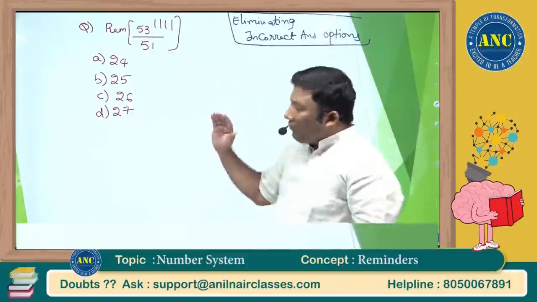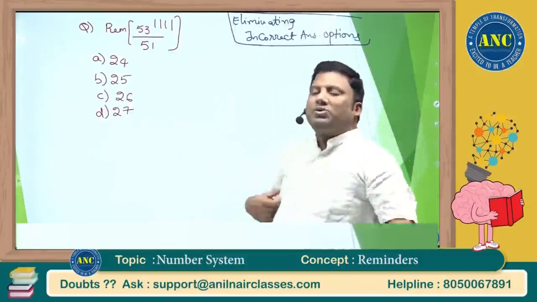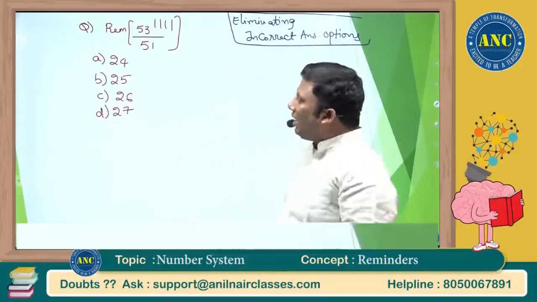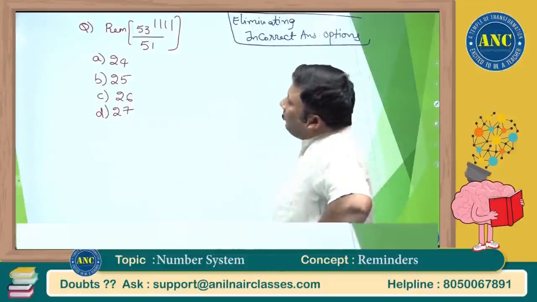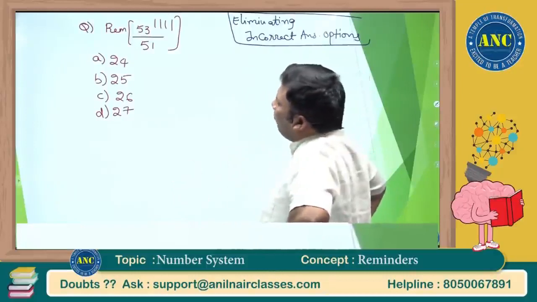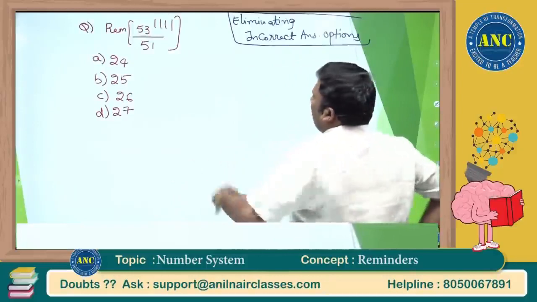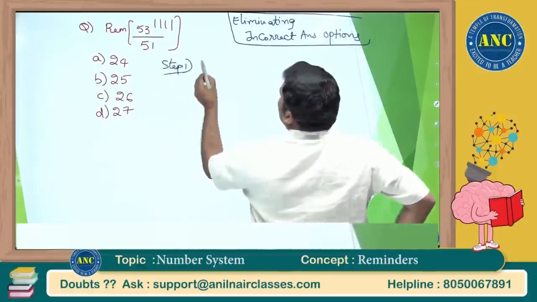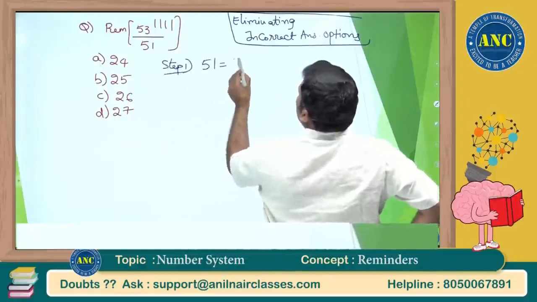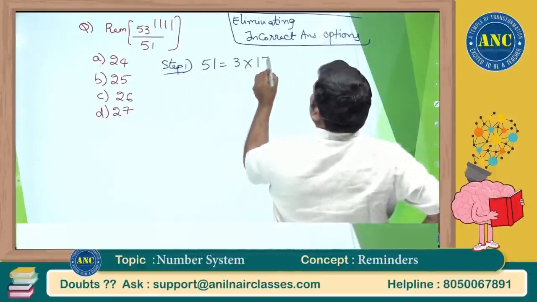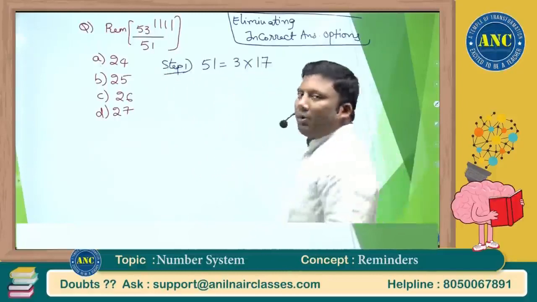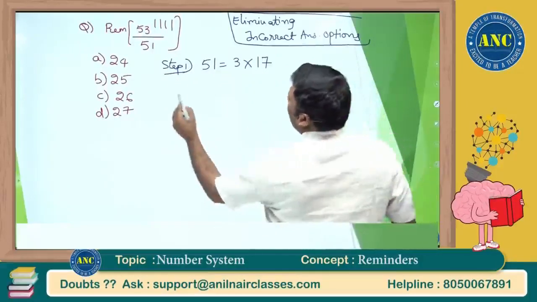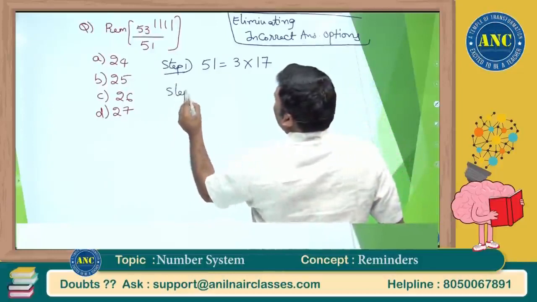First I will tell you the basic problems, then I will get into level 2 problems, and finally I will take advanced level problems. 53 power 11111 divided by 51. Step number 1: 51 is a composite number, so you can write it as a product of coprimes, which is nothing but 3 into 17.